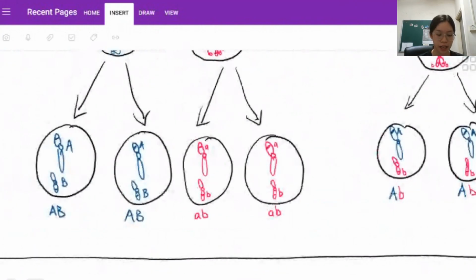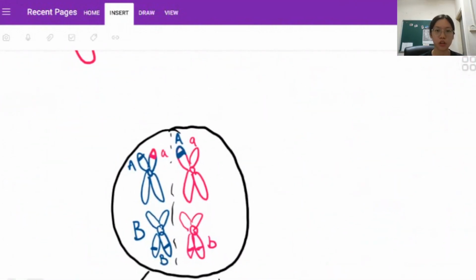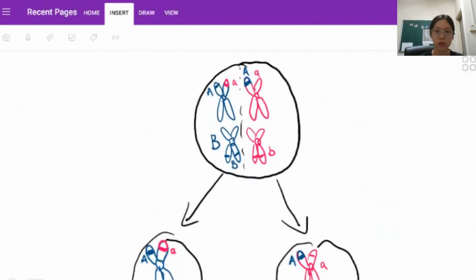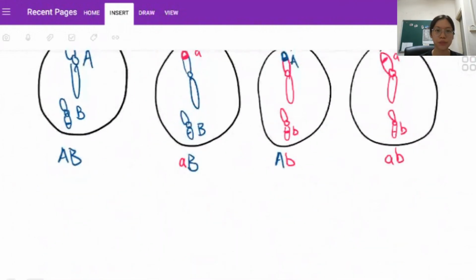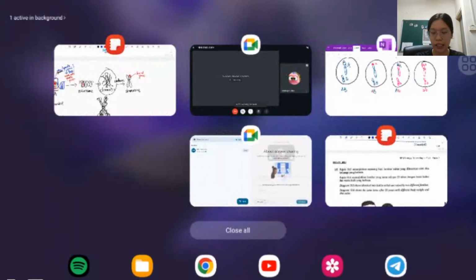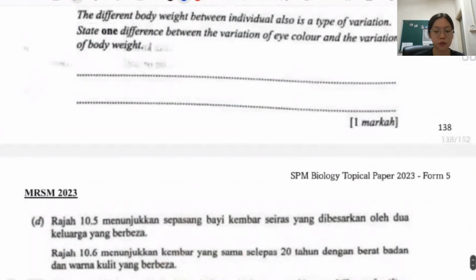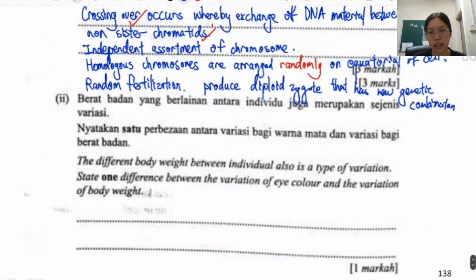Can you see, right? And what about crossing over? So crossing over, let's say you cross over here. You eventually form a different genetic combination also. So this is how it actually works. And for random fertilization, there are millions of sperm and only one will successfully fertilize the secondary oocyte. So it's super random, right?